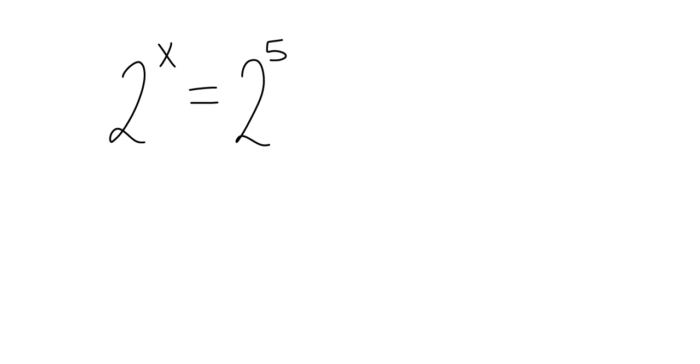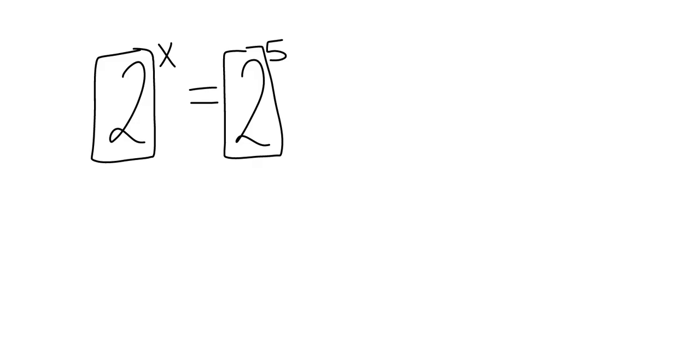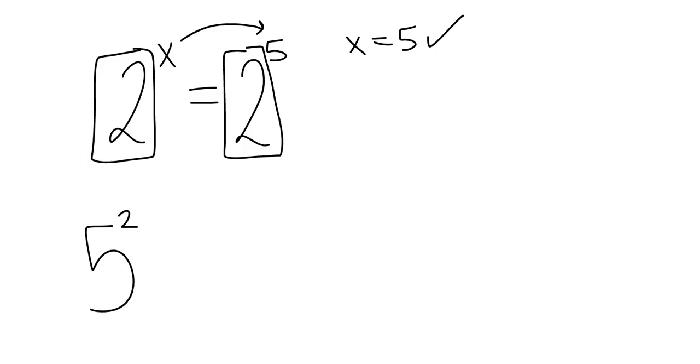We need to have same base. So we have base of 2 here and base of 2 here. If our bases are the same, then we only say our exponents must be equal as well, which means x is equal to 5. So there is nothing to be solved over here, right? But what if we have 5 to the power of 2x is equal to 125?